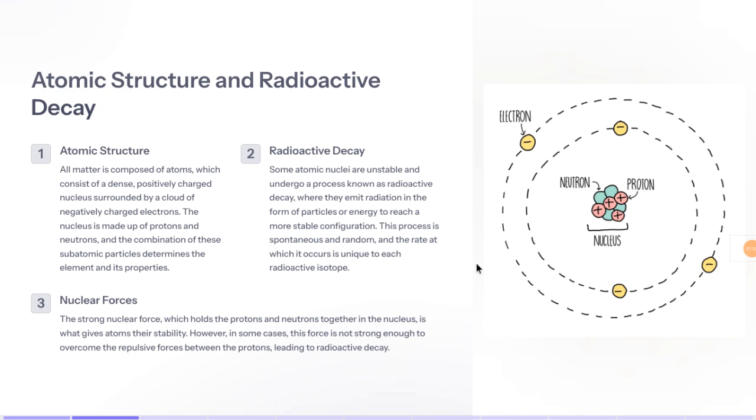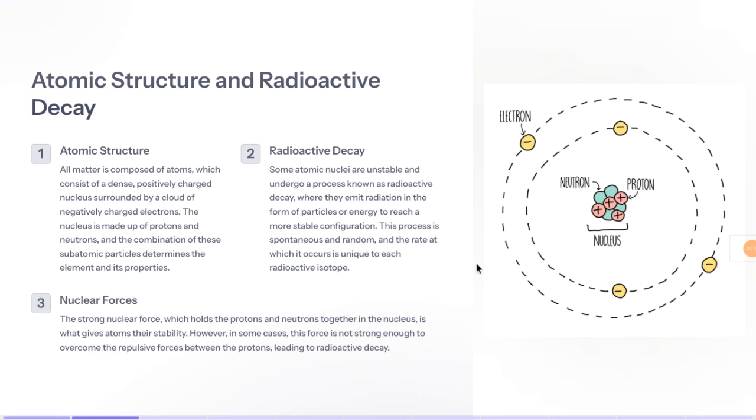Radioactive decay. Some atomic nuclei are unstable and undergo a process known as radioactive decay, where they emit radiation in the form of particles or energy to reach a more stable configuration. This process is spontaneous and random. The rate at which it occurs is unique to each radioactive isotope.